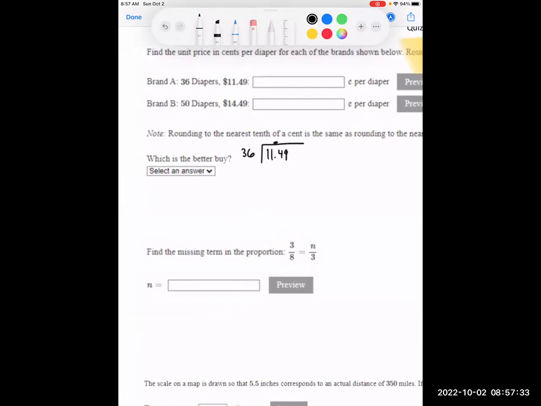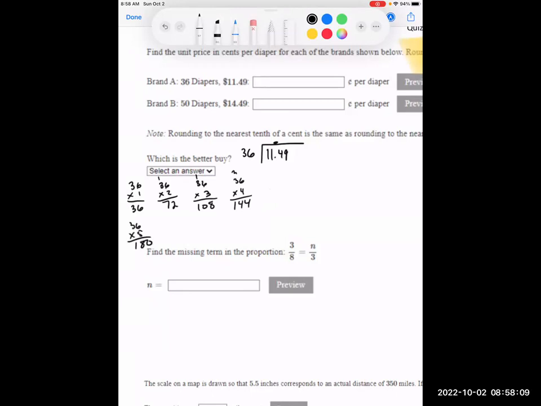And then what I'm going to do is start doing some multiplication over here. So 36 times 1 is 36. 36 times 2 gives me 72. 36 times 3 gives me 108. 36 times 4 gives me 144. 36 times 5 gives me 180. I have to move that because I need that for the division part.